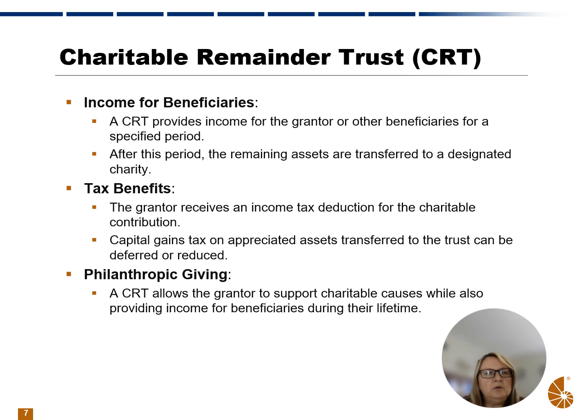And a charitable remainder trust provides income for the grantor or other beneficiaries for a specified period of time. And after that period of time ends, the assets that remain are transferred to the designated charity. So for tax benefits, the grantor receives an income tax reduction for the charitable contribution. And the capital gains tax on appreciated assets transferred to the trust can be deferred or even reduced.